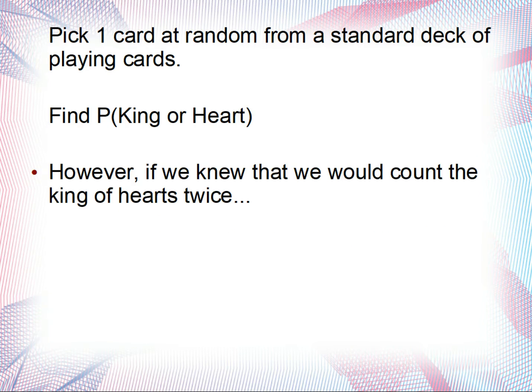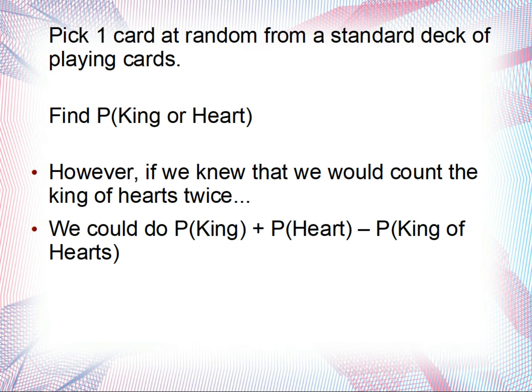Now if I knew ahead of time that there is one card that is common to both sets, kings and hearts, and I knew that if I just added the probabilities together I would count the king of hearts twice, then I could be clever. I could do probability of king plus probability of heart, but then I could subtract away the probability that I draw the king of hearts because I have counted it twice.